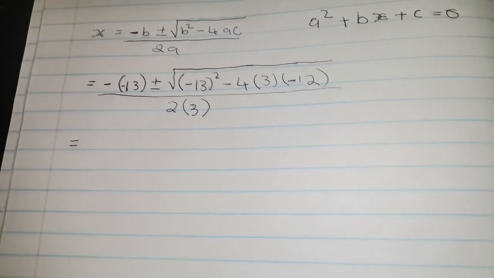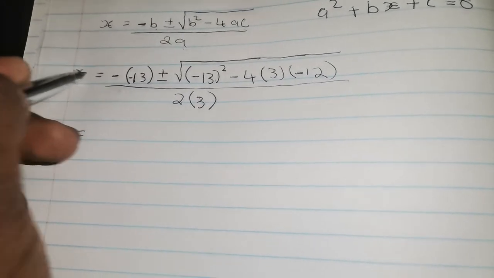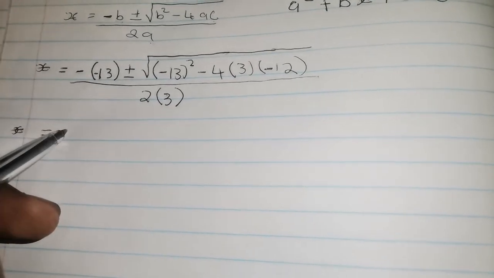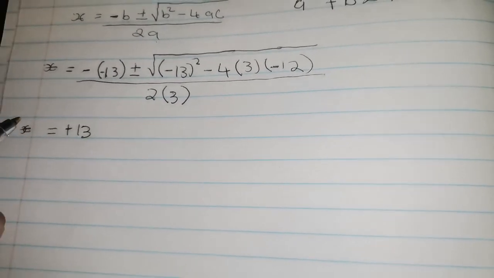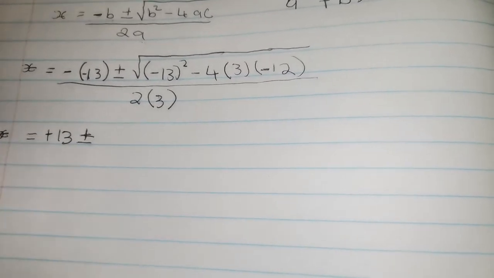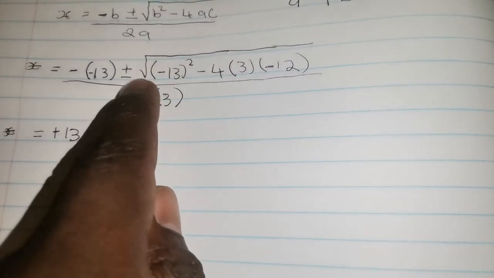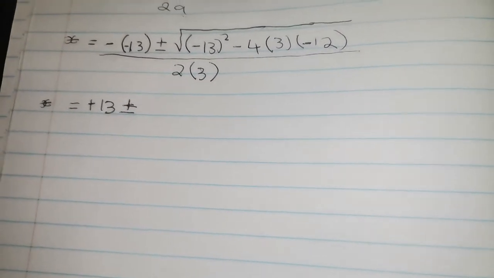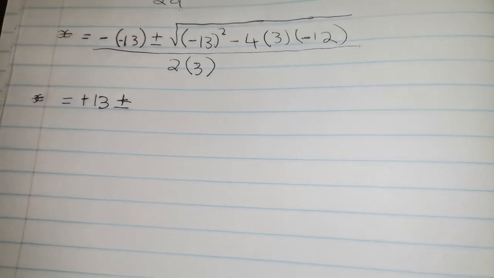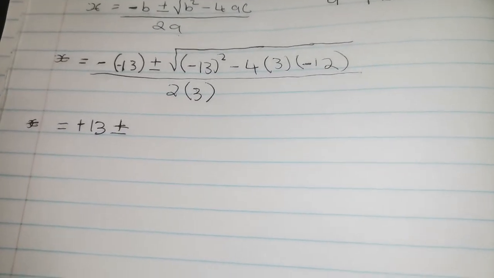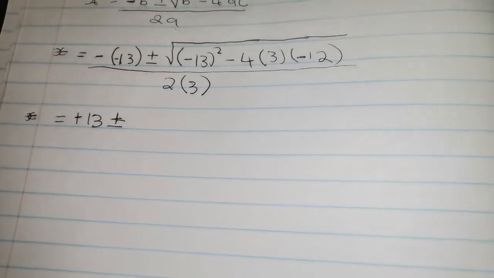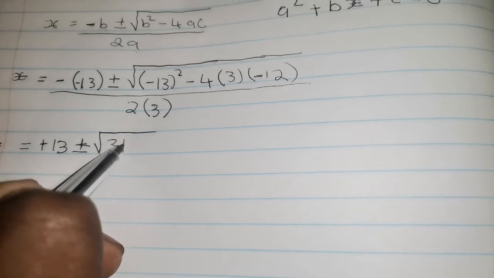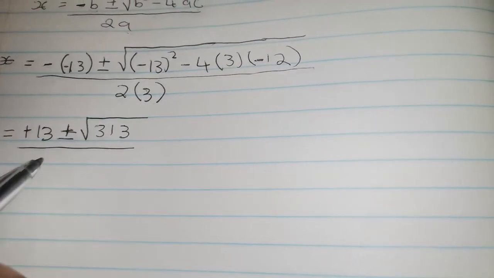So guys, remember we still have x here, then let's simplify. So negative by negative is positive 13 plus or minus, let's just consult our calculator for whatever this is, the square root, to save time. Get negative 13 on the calculator squared minus 4 multiplied by 3 multiplied by minus 12. Then the value inside the square root is 313, all over 2 times 3 is 6.